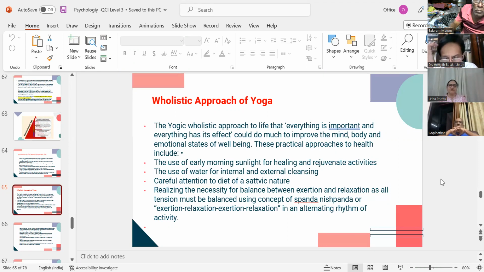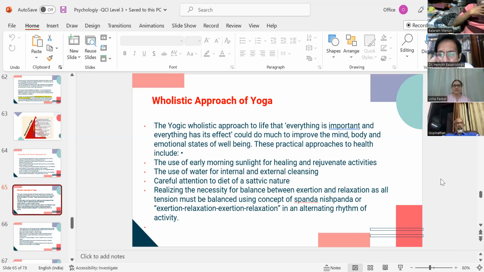Here I have found that the more abhyasa you do, automatically your body starts rejecting. On your own, you will start giving up food. Careful attention to diet of a sattvic nature. Realizing the necessity for balance. I'm sure the Hatha Pradipika would have taught about yuktahara, right? So there are a lot of things. A sattvic diet does not mean it is not going to be tasty. Look at that yukta ahara, then you will get to know.